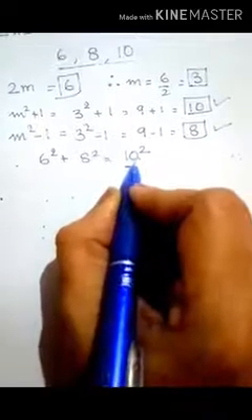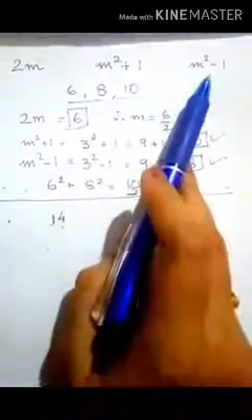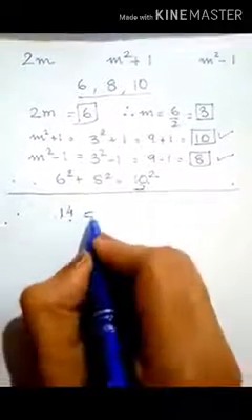Suppose you are given a number, say 14. One number is 14. Out of this 6, 8 and 10, one number was 6. Similarly, one number given to you is 14. Now this 14 can be 2m, m square plus 1 or m square minus 1. But because it is an even number, let this be equal to 2m.